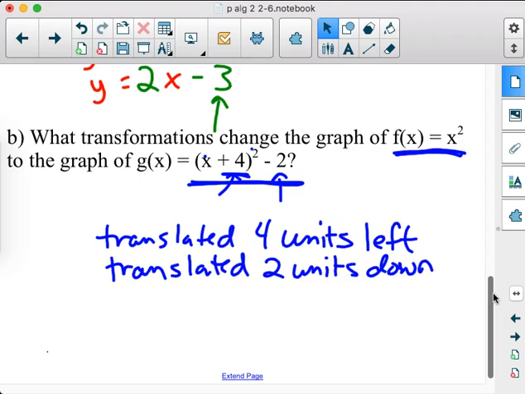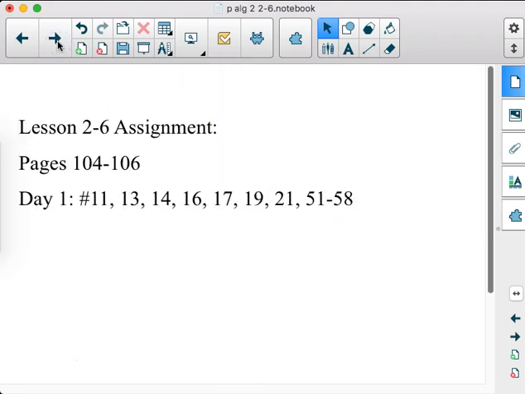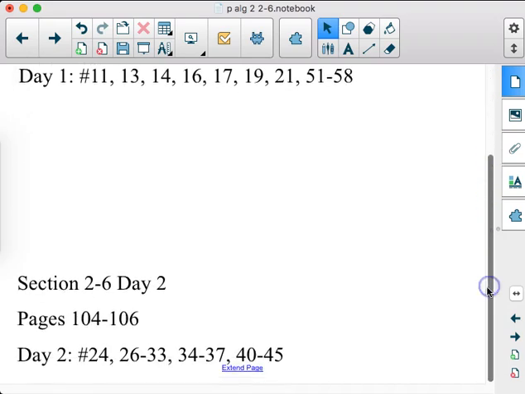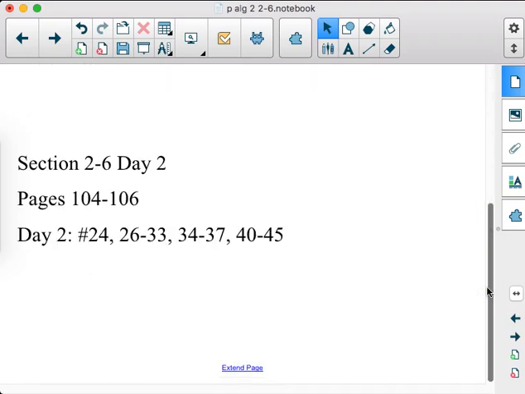And that takes care of our objective, which was to analyze transformations of functions. In fact, not only have we been able to tell them what the numbers are doing to give us those transformations, but we've also been able to write them, which is fantastic. So now you're going to need a little practice. And that's what 2.6 day 2 is for. So go ahead and pause the video and write this down, and you should be able to work through the rest of this.